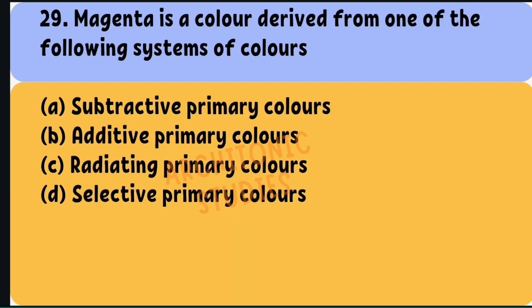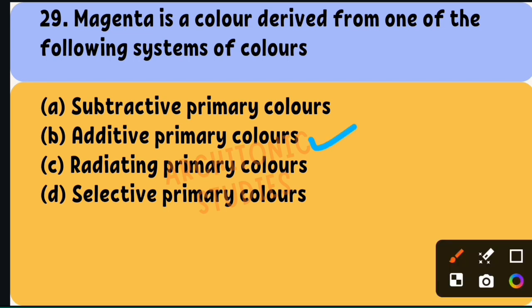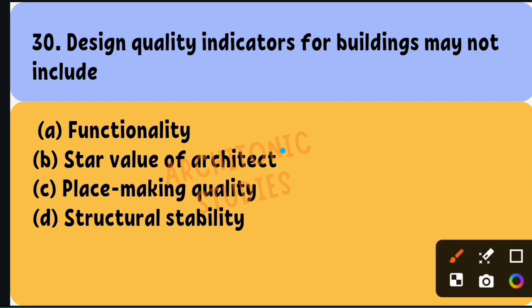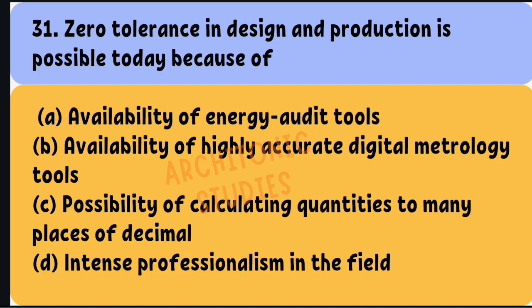Magenta is a color derived from one of the following systems of color: subtractive primary color, additive primary color, radiating primary color, and selective primary color. And the answer is B, additive primary color. The next question: the design quality indicator for a building may not include functionality, star value of architect, place making quality, structural stability. And the answer is B, star value of architect. Next question.